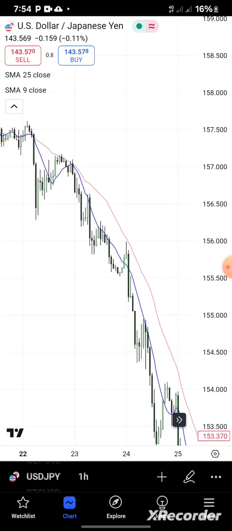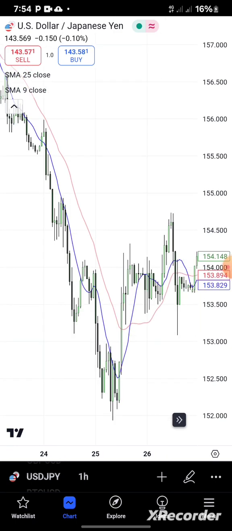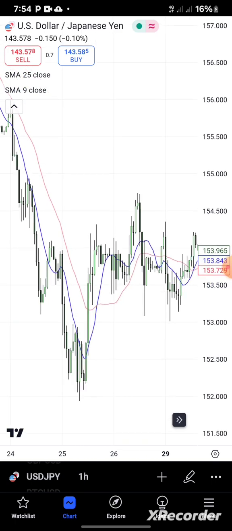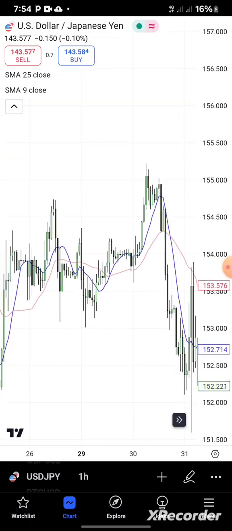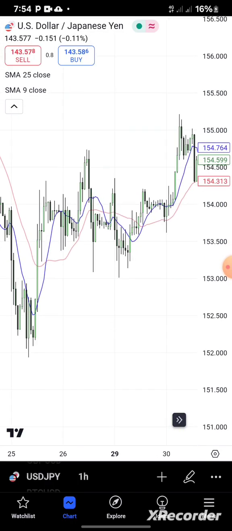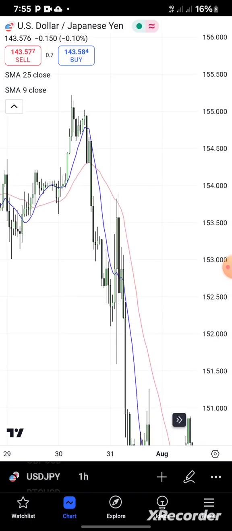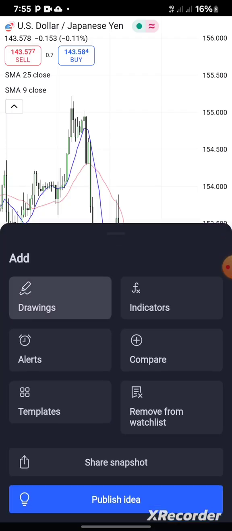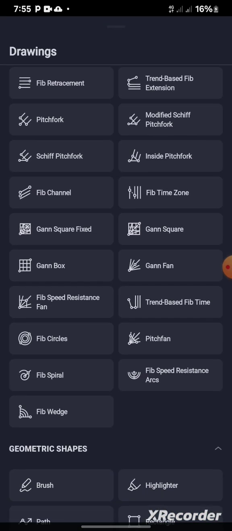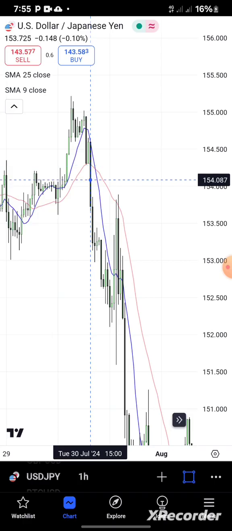Now let's look for a demand zone. You see the market was overall in a downtrend, and it is still in a downtrend. As you can see, guys, here there is a supply zone. Another supply zone is here. Another supply zone is here.